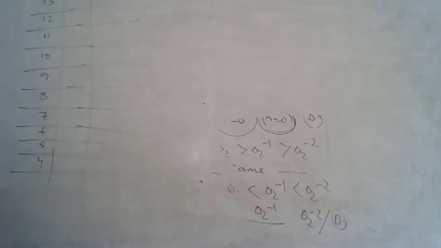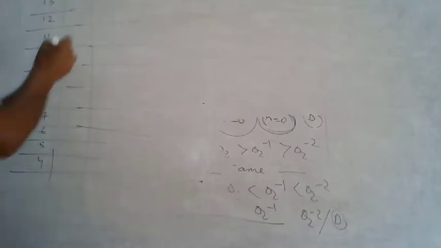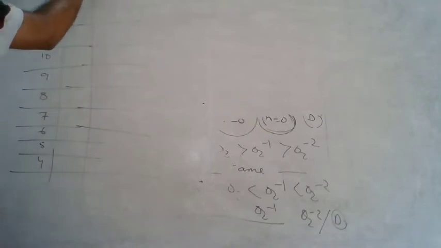This is the stability order. O2 plus is more stable than O2, then O2 minus, then O2 minus 2. That is the stability order. Bond energy order will be the same order.